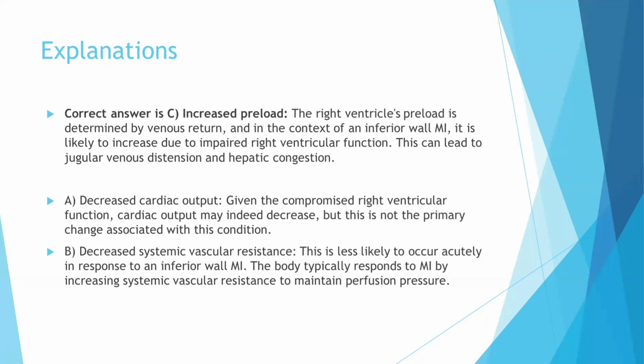Decreased cardiac output: given the compromised right ventricular function, the cardiac output may indeed decrease, but this is not the primary change associated with this condition. Now, the decreased systemic vascular resistance is less likely to occur acutely in response to an inferior wall MI, and the body typically responds to MI by increasing the systemic vascular resistance to maintain the perfusion pressure.